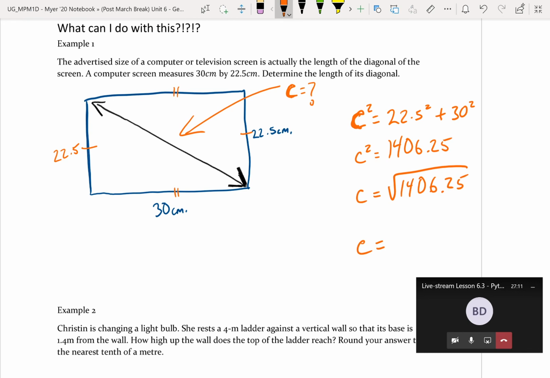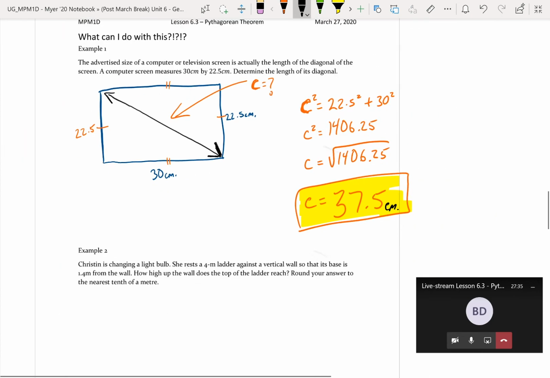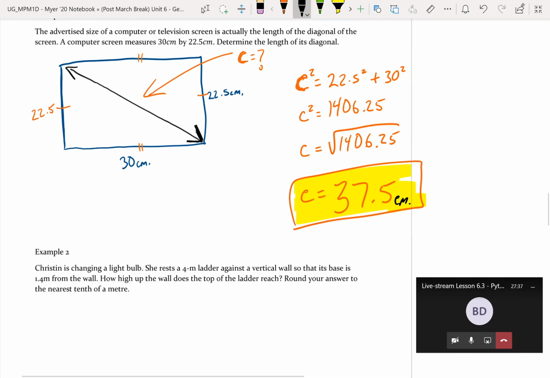So we're left with 37.5. And I'll put my units in, because it was in centimeters. So that computer monitor has a screen size of 37.5 centimeters. That's what you'd see on the box. All right? So we could solve it that way. And you could solve it for the other way as well.